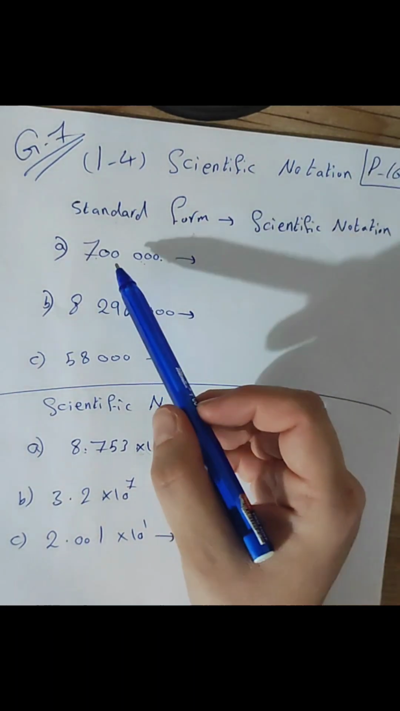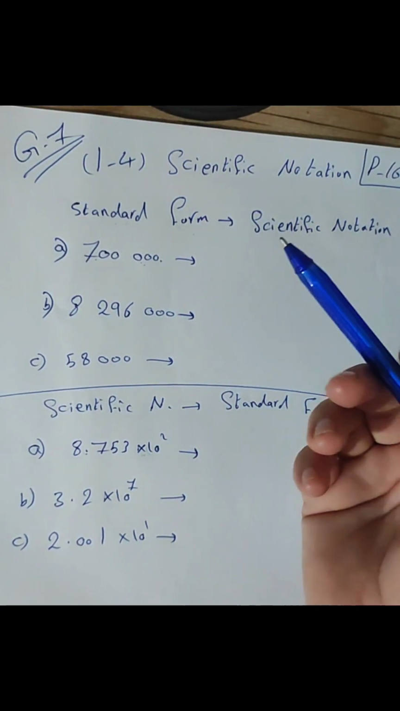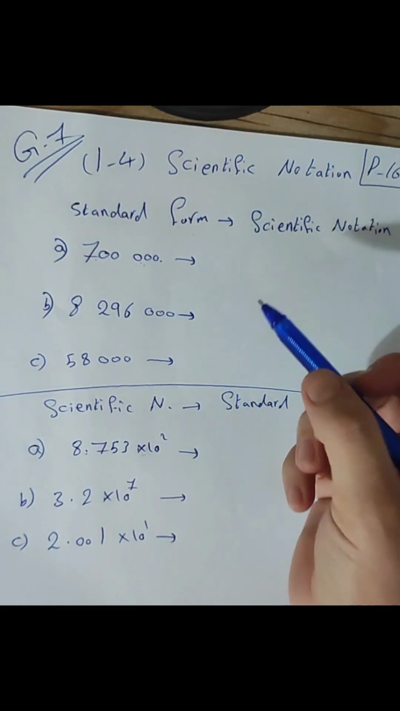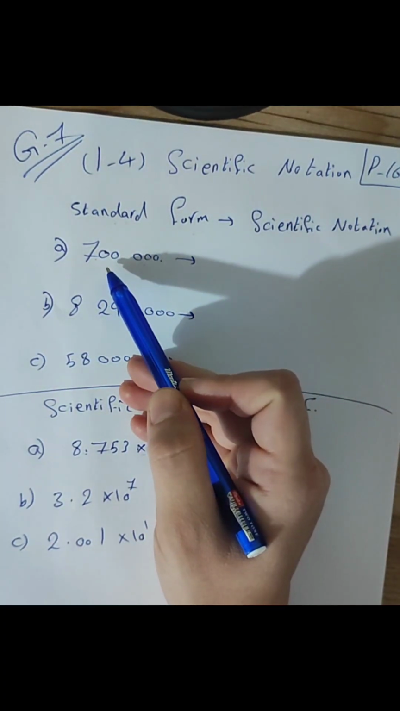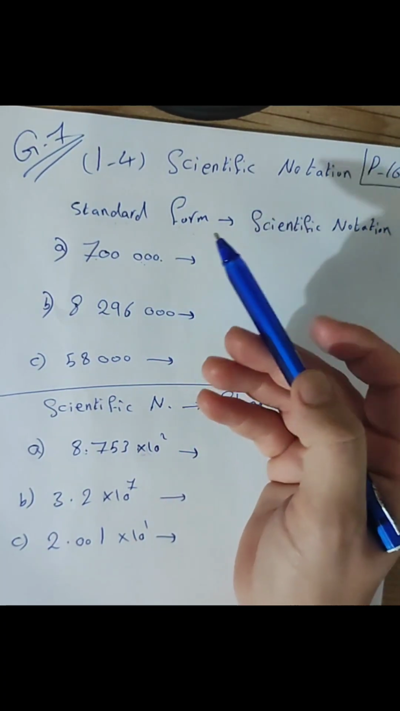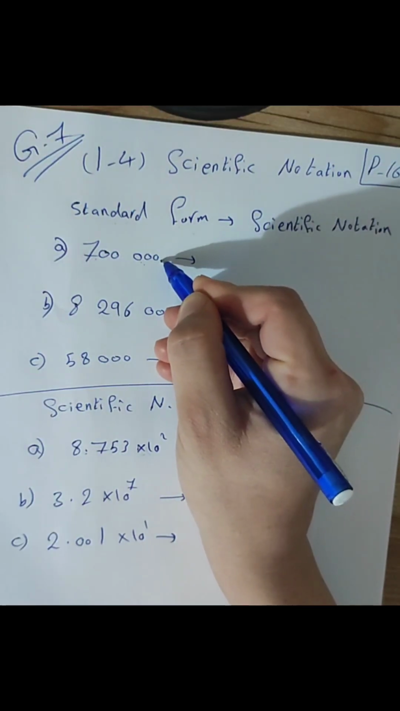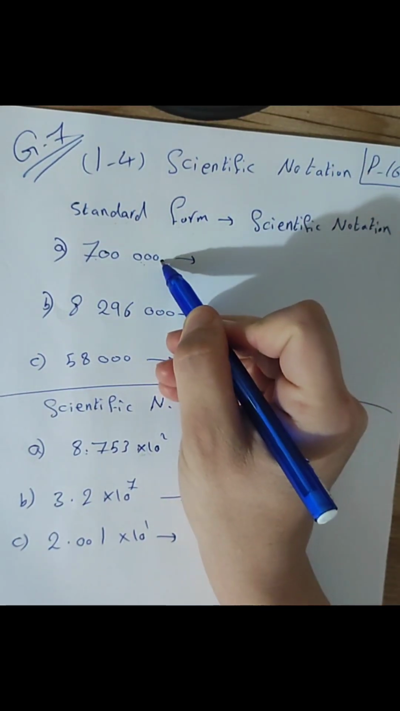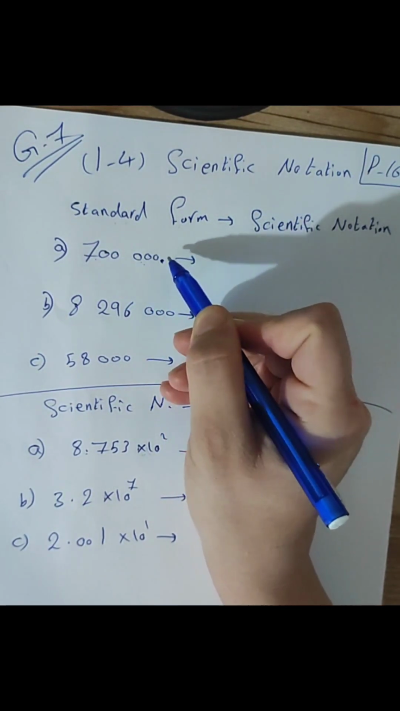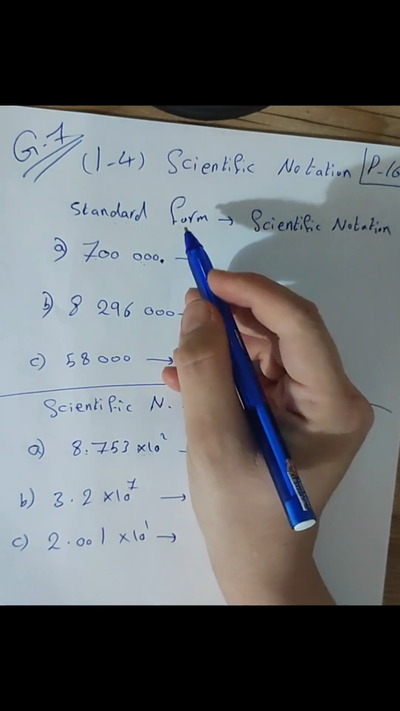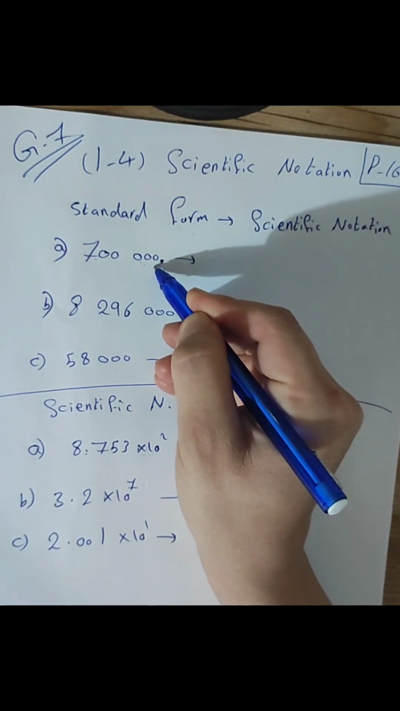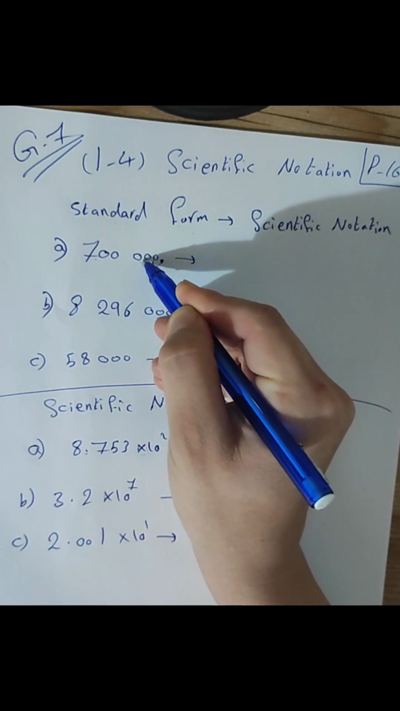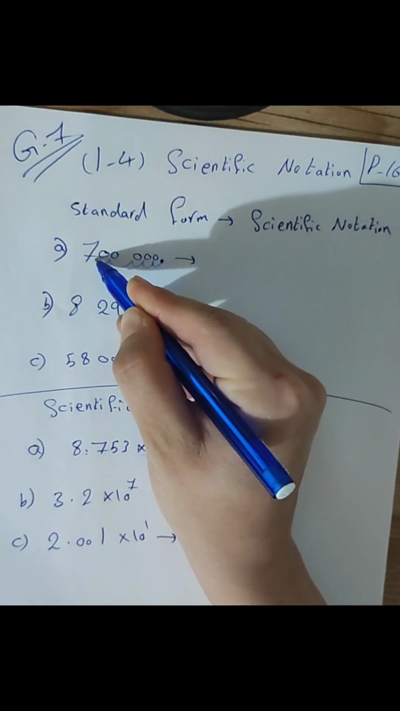Okay, then you should learn how to change it. First, you have this number and you don't have a point, so you should write the point yourself on the right side. Then move this point to the left side. 1, 2, 3, 4, 5 steps.